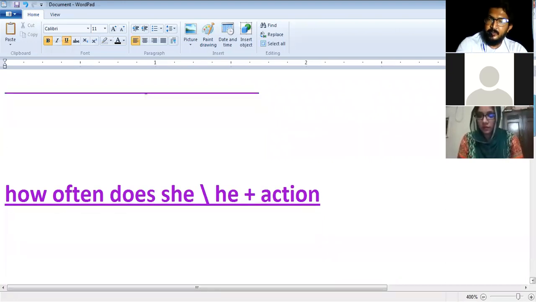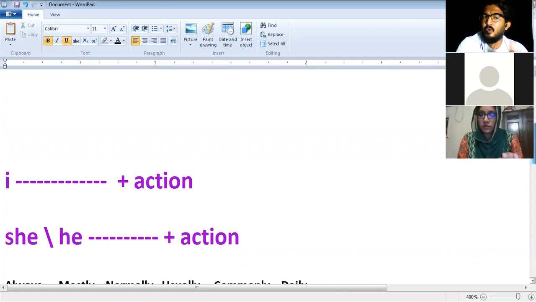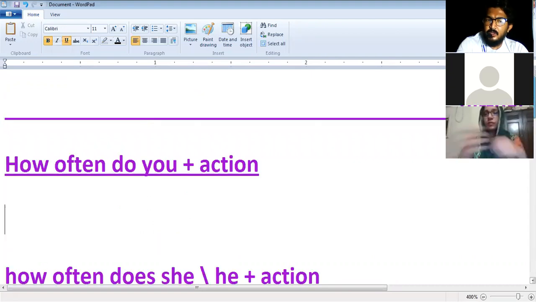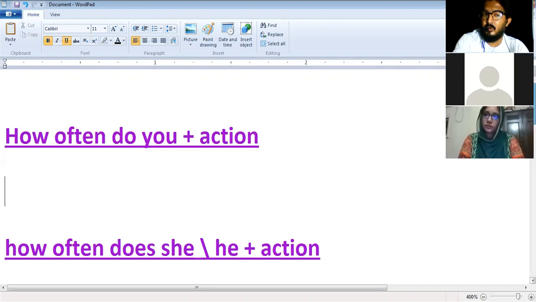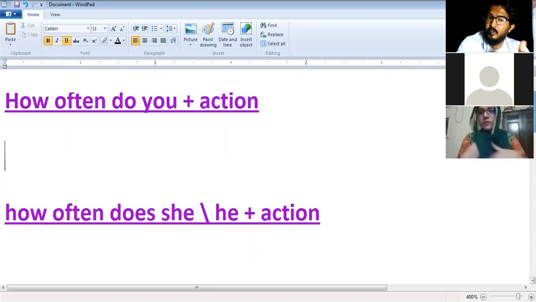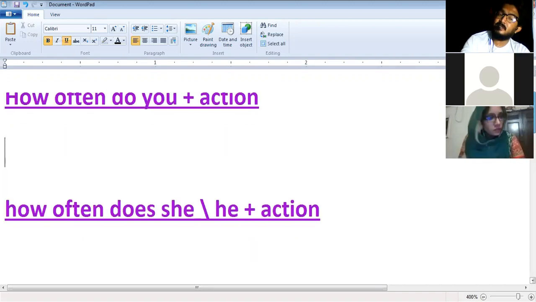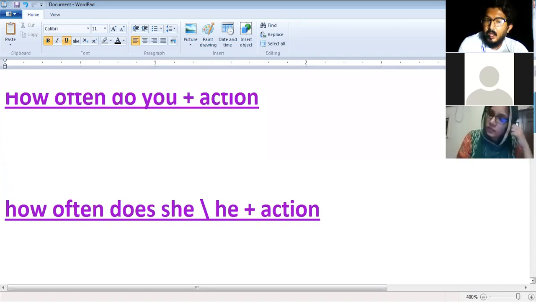Along with the action. For example, how often do you go to the cinema? How often do you go to office? How often do you sing a song? How often do we go to office? How often do they go to office, right? And when you're talking about a third person, you will say how often does someone, like how often does your brother go to office? How often does your boss come to office? Yeah, how often does your mother cook biryani, right?